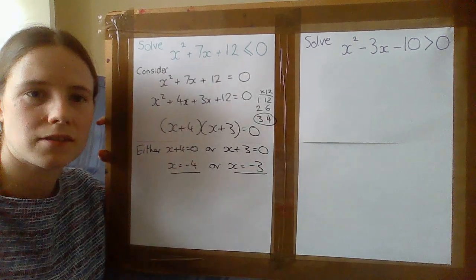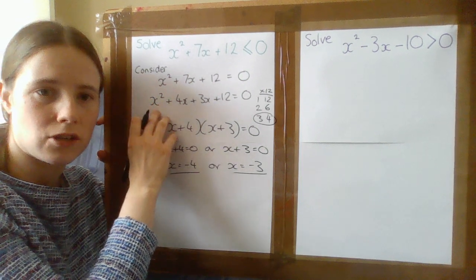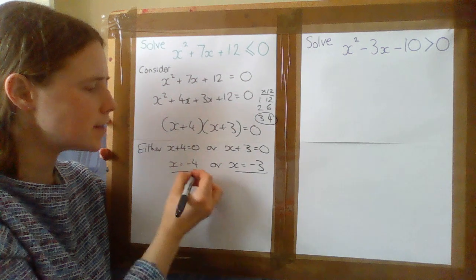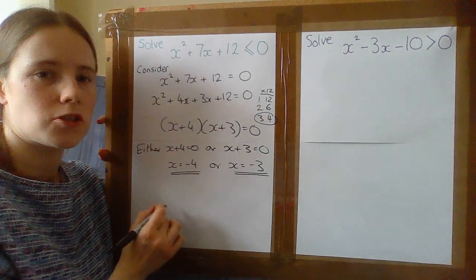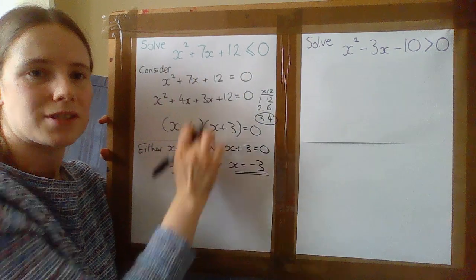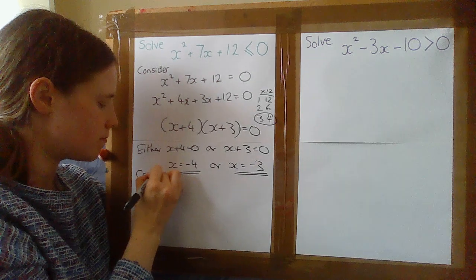Now I've whizzed through that. If you're not sure on how to do this, look back over how to solve quadratic equations before you then look back on inequalities. So these 2 values we have here are solutions to the equation. So if I put these x values in, it would come out as exactly 0. These are known as our critical values.